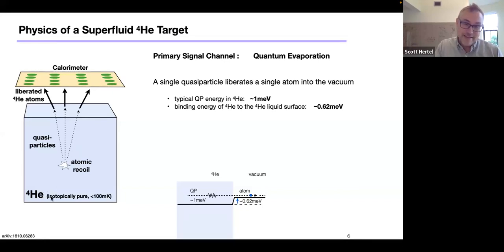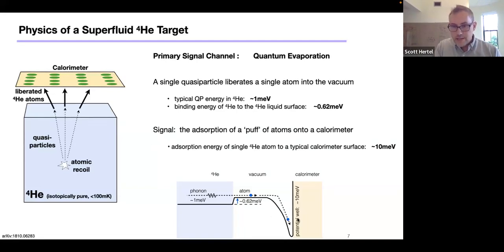To emphasize, the target material here is isotopically pure, so that we have ballistic propagation of the quasi-particles. There's no scattering off helium-3. And it's below 100 mK, so that we don't have any thermal phonons that can cause a secondary type of scattering of the quasi-particles. So these are as ballistic as possible to make the signal as simple as possible. And then we detect those liberated atoms up here on a calorimeter, a sensor that just senses energy.